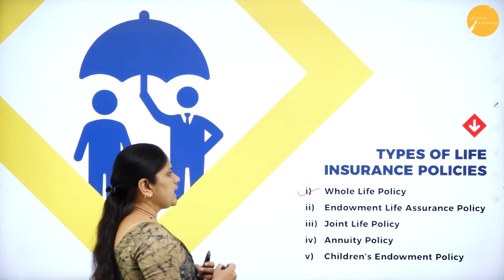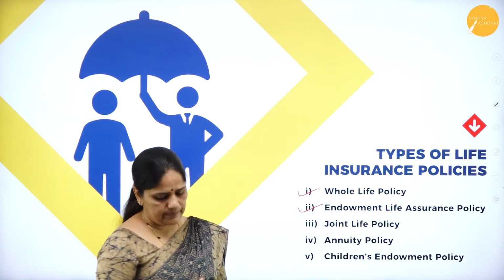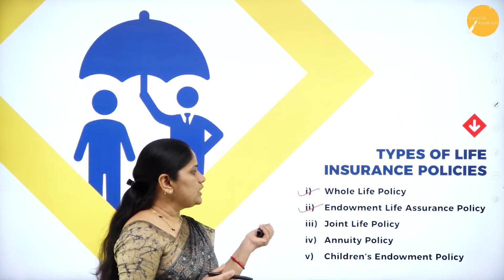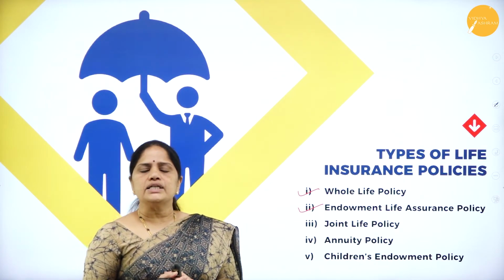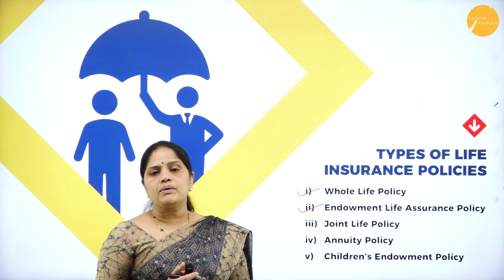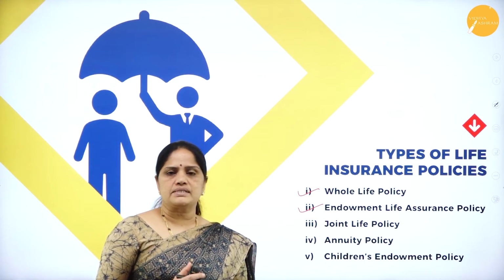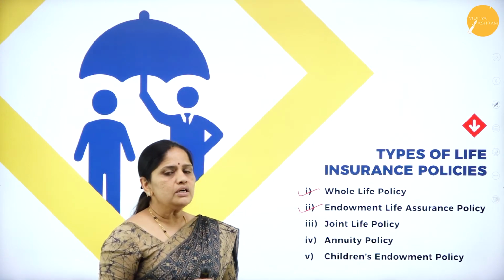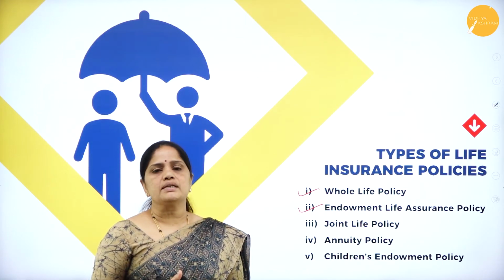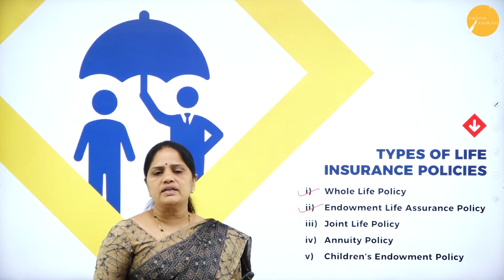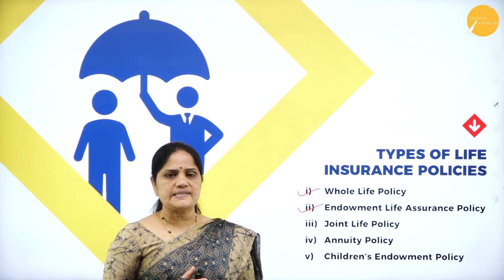Then the second kind of insurance policy is Endowment Life Assurance Policy. Now, in this kind of a policy, the insurance company undertakes to pay the compensation after a specific period or the death of that particular person, whichever is earlier. So whatever is the money which has been paid by that particular insured person will be given to him after a fixed period of 20 to 30 years or his death, whichever is earlier.